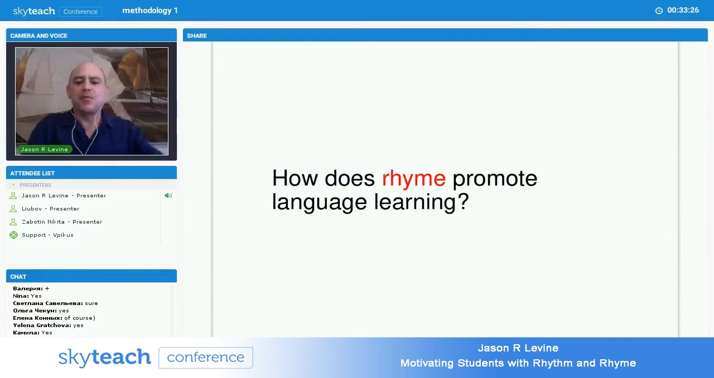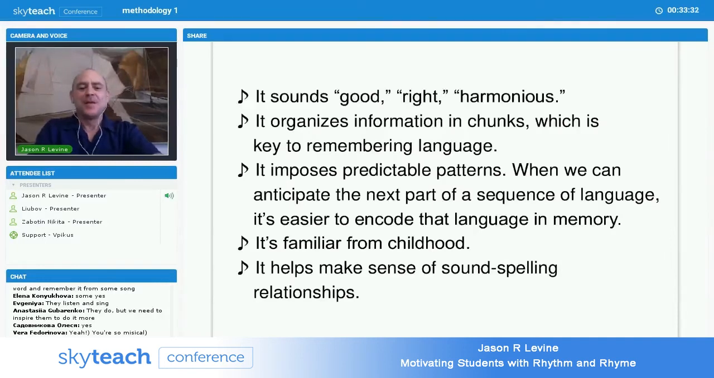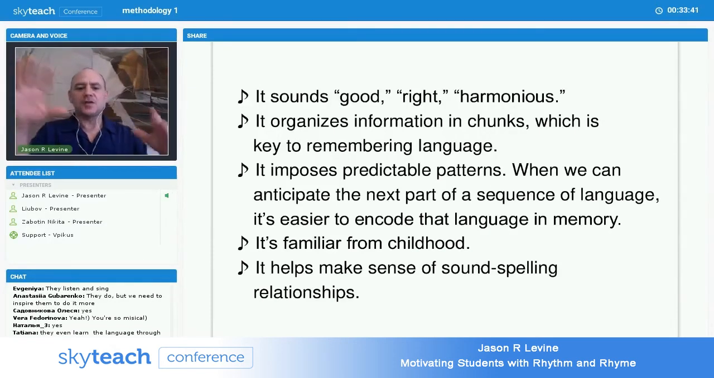Well, how does rhyme promote language learning? I'm going to ask this somewhat rhetorically because we don't have time. I will look at what you write here, but I want to offer these ideas to you. And I'll just gloss over them.